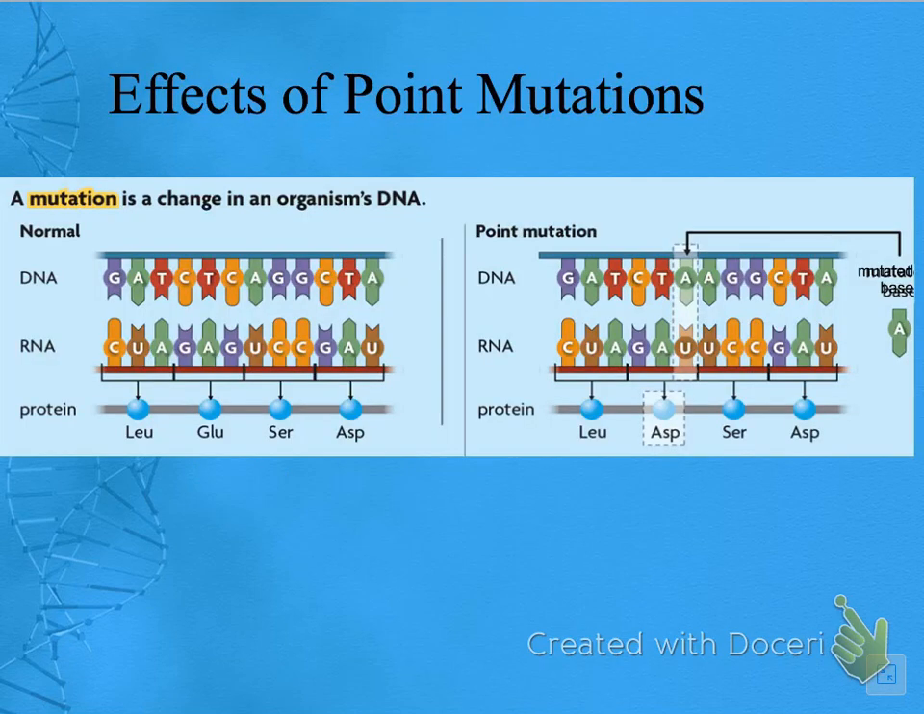So the effects of a point mutation: if you notice right here, on the right-hand side, you have one little point mutation, and you'll notice that caused glycine here to turn into asparagine there. So it's not a gigantic difference, it's not like it messes up the entire protein, but even changing just one amino acid will change how a protein functions.